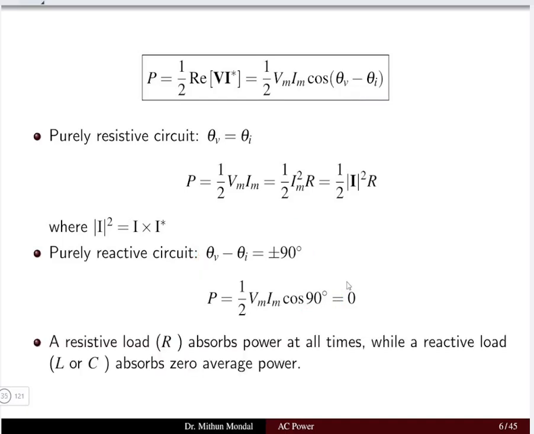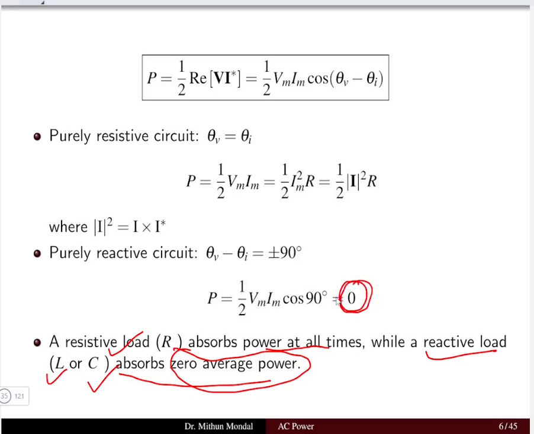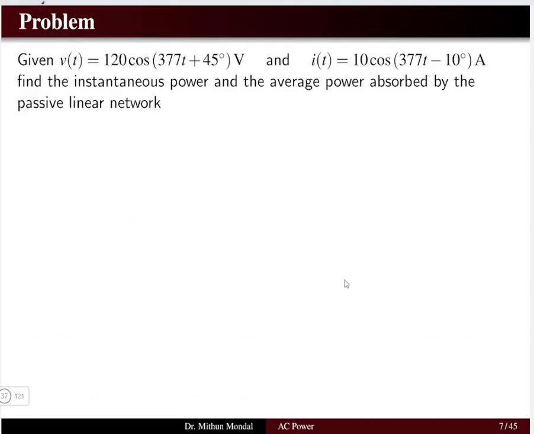So what does it indicate? It indicates that if you have a resistive load, it will absorb power at all times, while a reactive load absorbs zero average power. So whenever you are dealing with L or C, that is the inductor or a capacitor, your average power is basically zero. So there is no average power for an inductor or a capacitor, but a resistor will consume average power. We'll solve one problem to understand.